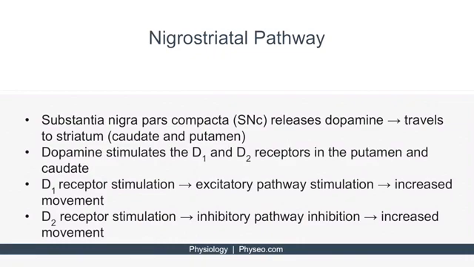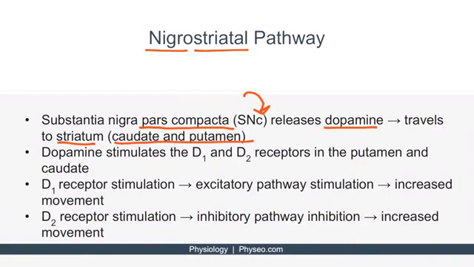So the substantia nigra is divided into two parts. The part we're concerned about is the pars compacta, hence the C in SNC. Now this releases dopamine, which travels to the striatum, so the caudate and putamen, hence the term nigro, as in substantia nigra, and striatal, as in striatum.